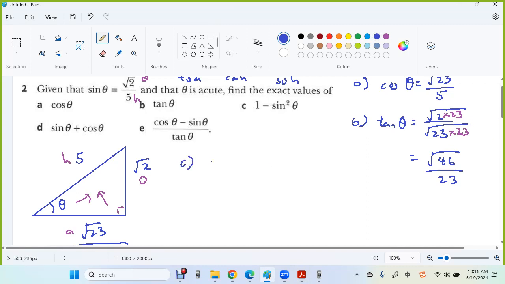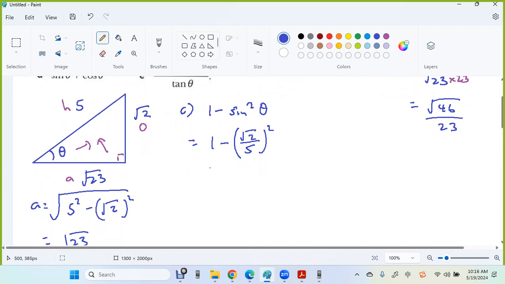C, we want to find the 1 minus sine square theta. Then it will be 1 minus square root 2 over 5, squared. Then it will be 1 minus 2 over 25. Then it is 23 over 25.